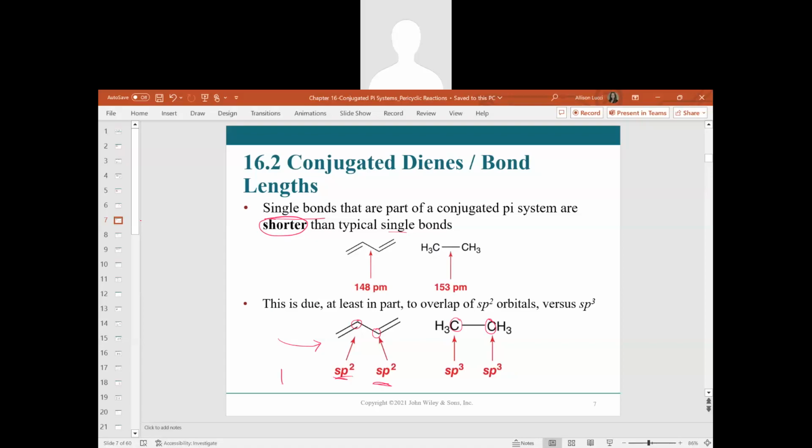So we know that an increase in s character would make these orbitals closer to the nucleus of the carbon, pulling in those electrons a little bit tighter. Having that more s character would make these sp2 hybridized carbons in this diene a little bit more stable. So again, versus the sp3 hybridized carbons that have more p character, that overlap would be a longer bond overall. So we have the shorter bond with the more s character in these dienes than in a typical single bond, which has more p character, so they're a little bit longer.